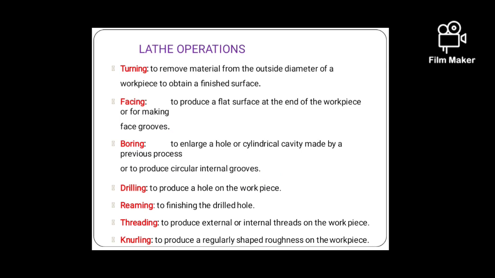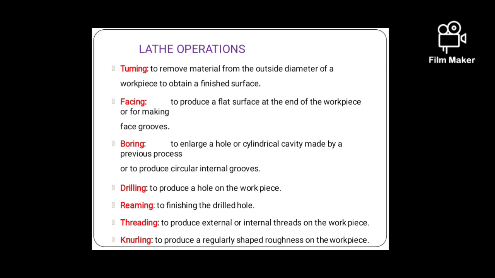Turning removes material from the outside diameter of the workpiece to obtain a finished surface. Once turning is done, we get the finished surface from the raw material. Facing produces a flat surface at the end of the workpiece or makes face grooves. Boring enlarges the hole or cylindrical cavity made by the previous process, or produces circular internal grooves. Drilling produces a hole on the workpiece. Reaming finishes the drilled hole.